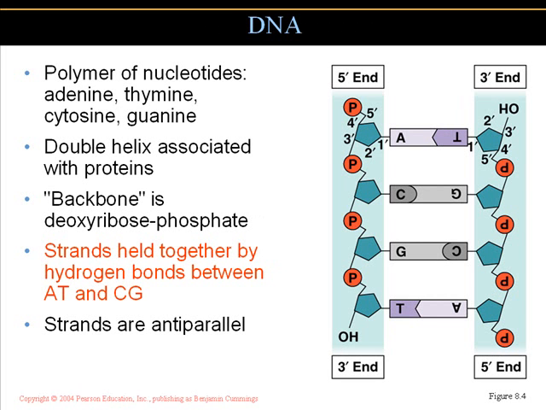Again, there are nucleotides involved: adenine, thymine, cytosine, guanine. There are polymers of these particular types of bases which have similar images. They're just reversed. There are double helices that are associated with particular proteins. There's the backbone, the deoxyribose phosphate. Strands are basically held together by hydrogen bonds. You need to know that. These are hydrogen bonds that hold the legs of the ladder together.